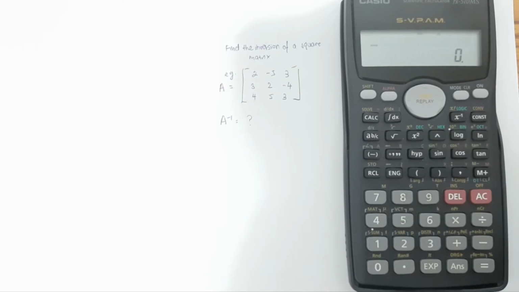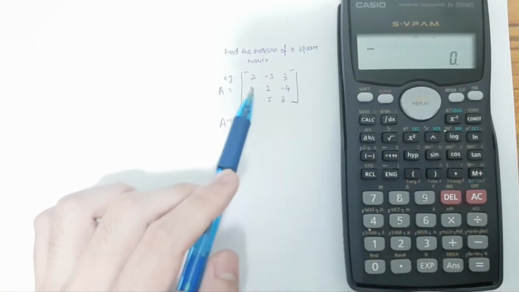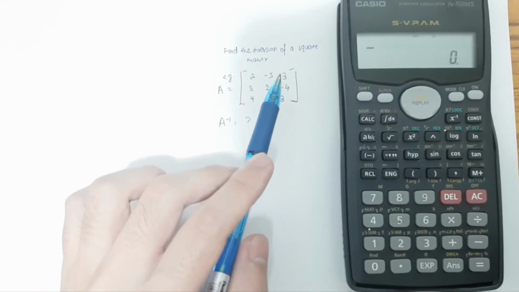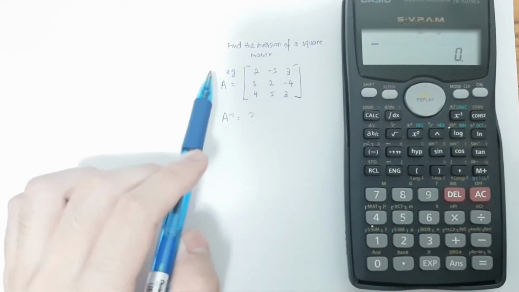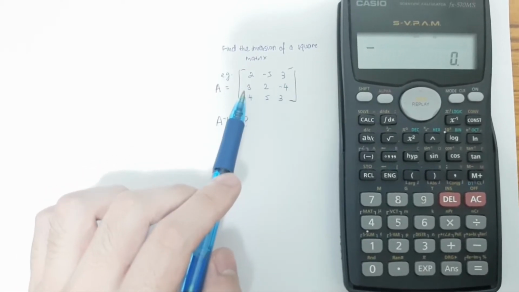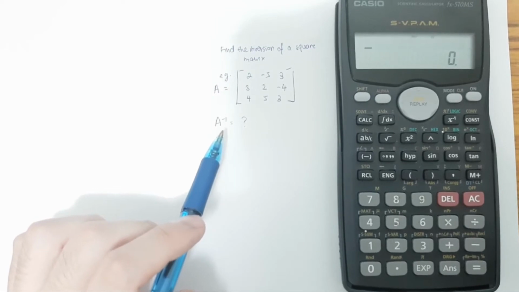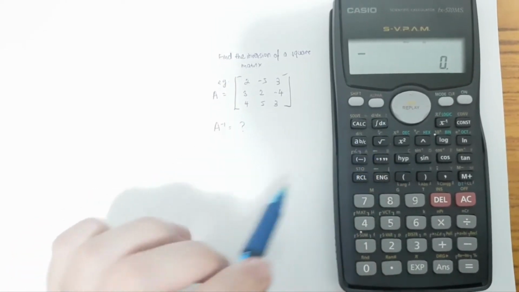In this video, I'm going to show you how to use the fx570MS calculator to find the inverse of a square matrix. Given an example, A is equivalent to this 3 by 3 matrix. How do we find the inverse of A using the calculator?